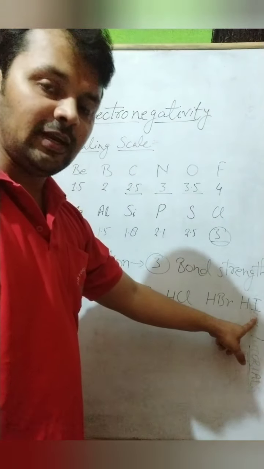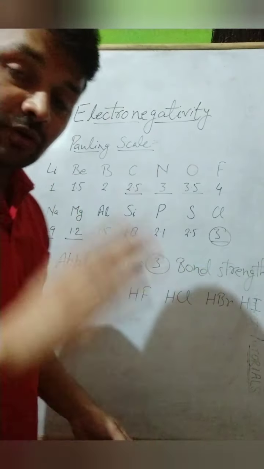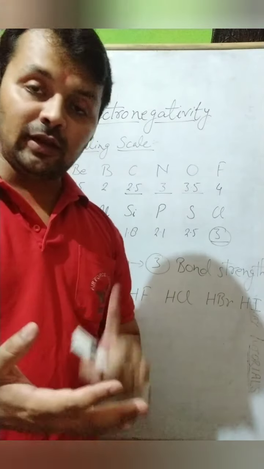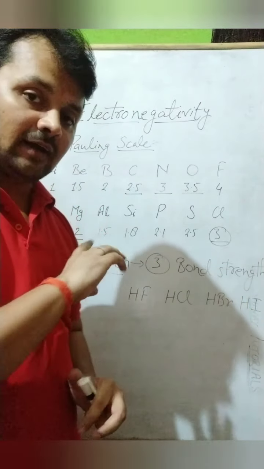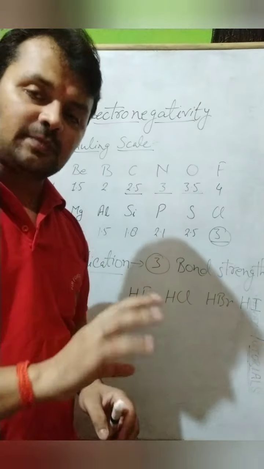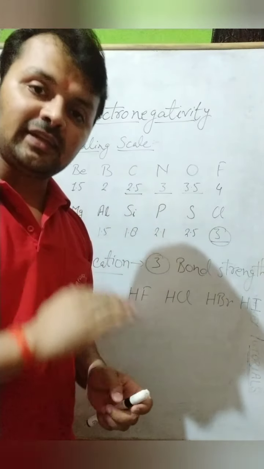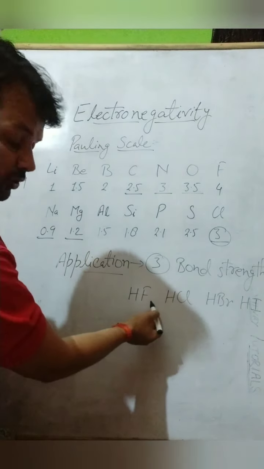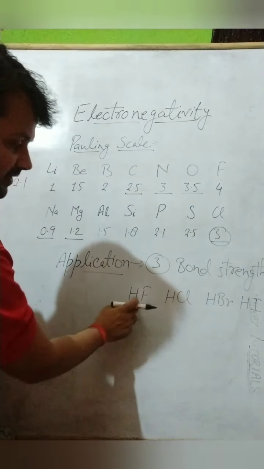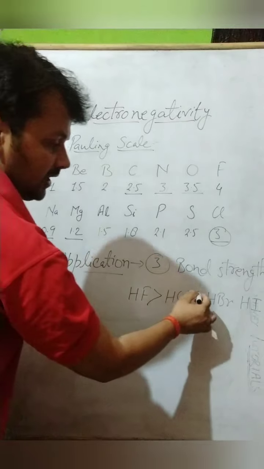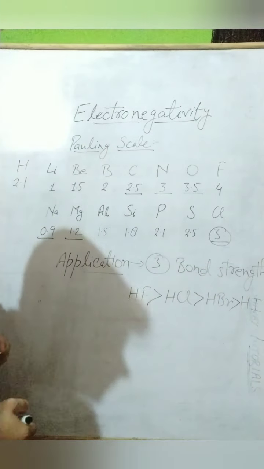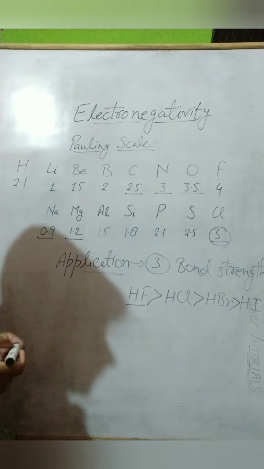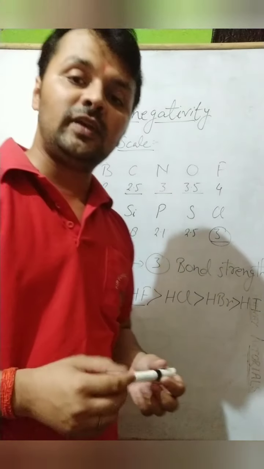Because in a group, we know electronegativity decreases. Electronegativity, electron gain enthalpy, ionization enthalpy, everything has the same trend with some exceptions: along the period they increase, along the group they decrease. So you see the electronegativity difference of this compound is more than the other compounds, so this will have the highest bond strength among them.